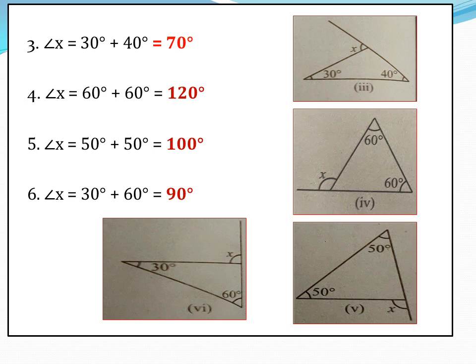I hope all of you have understood the simple method it is. The measure of the exterior angle is equal to the sum of the measures of the interior opposite angles. Okay children?